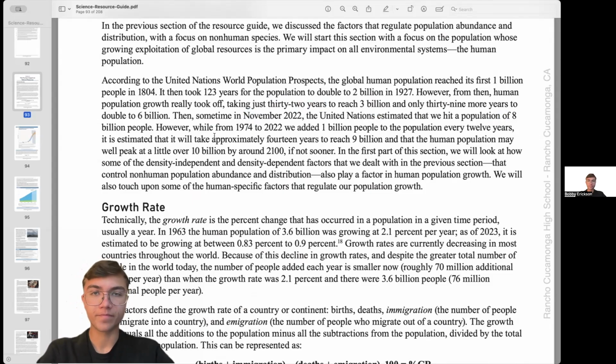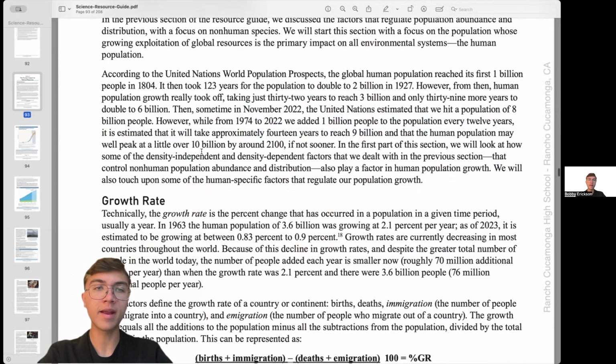We can look at the different addition of people. We saw that 1 billion people were added about every 12 years from 1974 to 2022. Remember, that was the doubling. And we're estimating that it'll be a little over 10 billion by 2100.